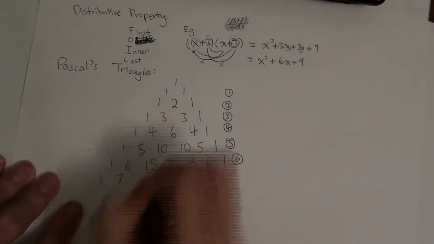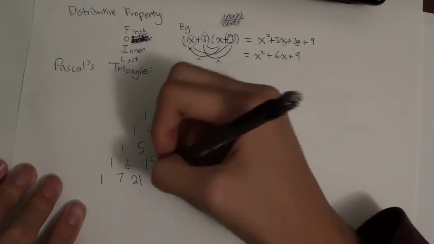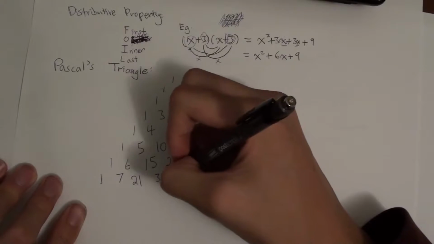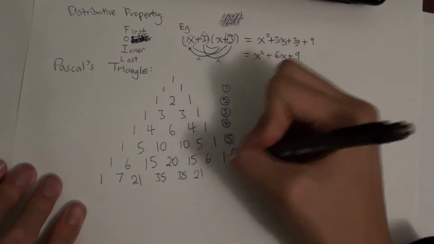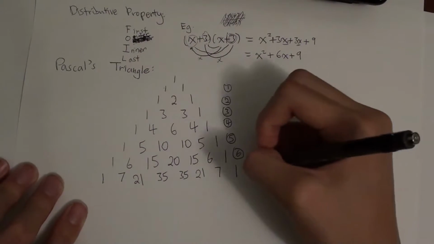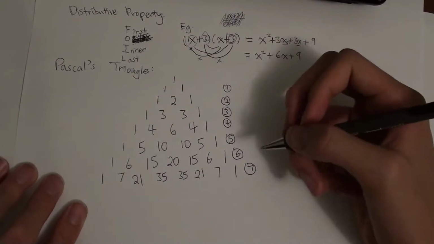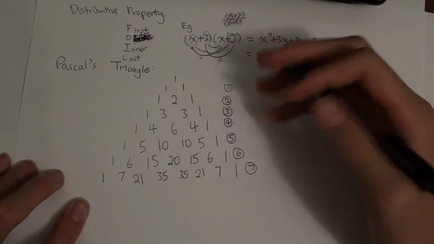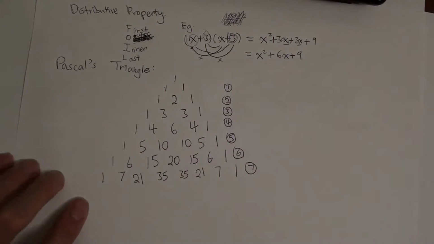1, 7, what's 6 plus 5? That's 21. 20 plus 15, that's 35. 20 plus 15, that is 35. 15 plus 6, that is 21. 6 plus 1, that is 7, and 1. This, we can see, is the seventh actual layer of our triangle. Alright, so you can see these are the fundamental layers of the triangle, and they continue on following that pattern that I have shown you.